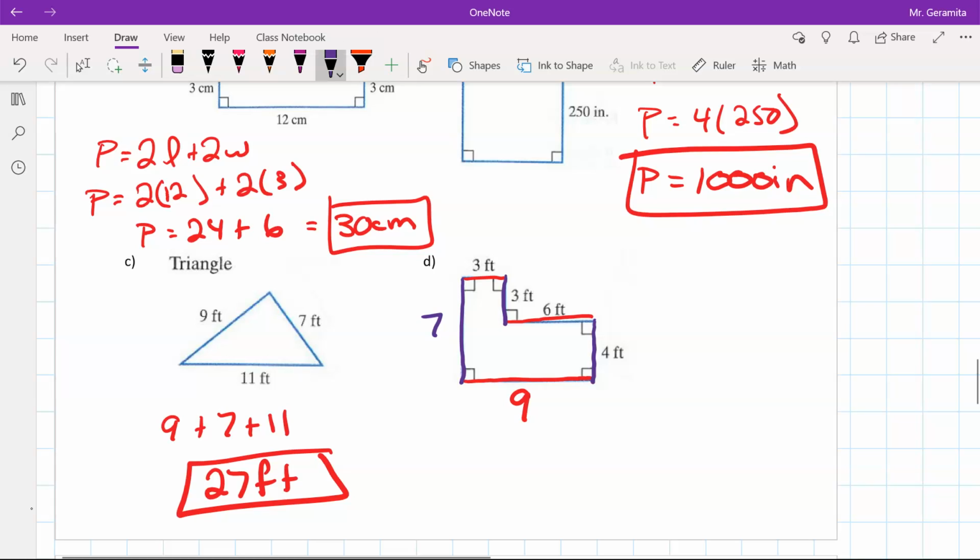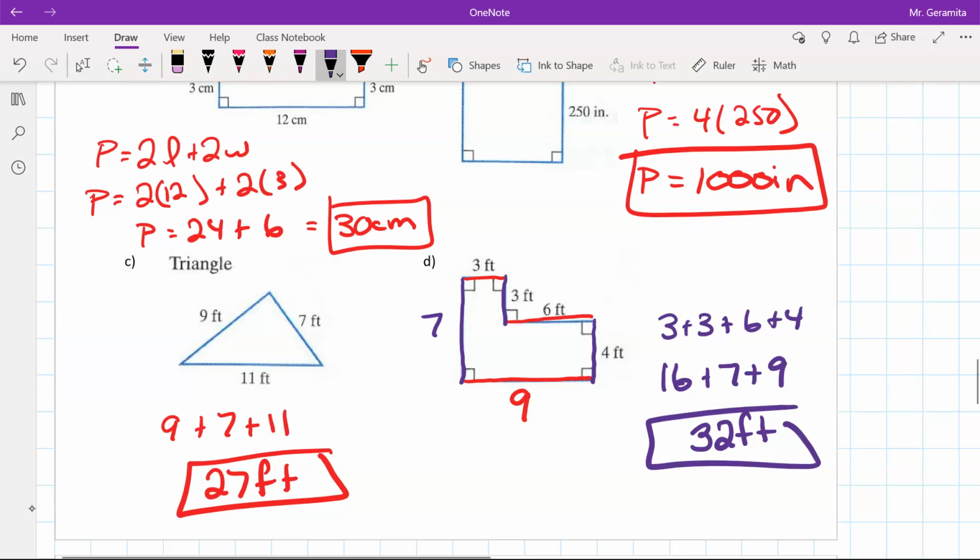So you're going to have 3 and 3 and 6 and 4. I'm going to do that first. So that's going to be 16 plus 7 plus 9. So that's 16 and 16, which would be 32 feet for that perimeter. So hopefully that makes sense. You had to find those 2 long sides by using the sides that go the same direction as them. So to find 7, I used the vertical sides, and to find 9, I used the horizontal sides.